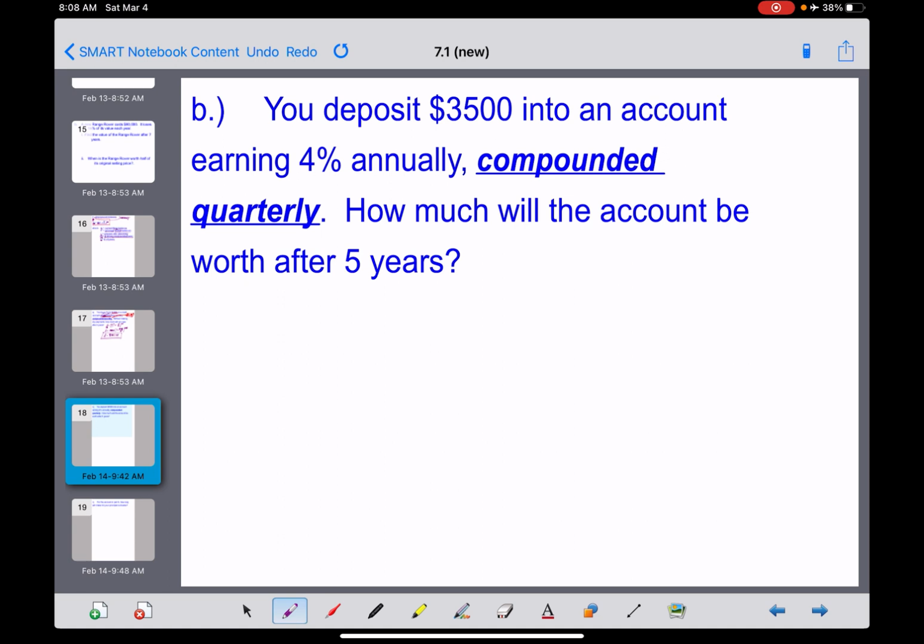Now, wait a minute. Let's flip this around now. Let's let interest work in your favor now instead of working against you. And how do you do that? You save money, everybody. So let's take a look at this problem now.